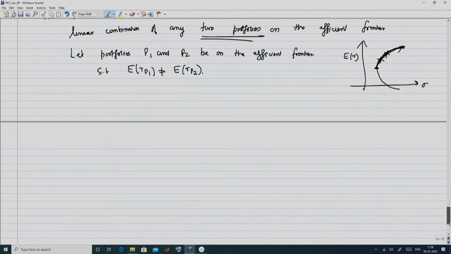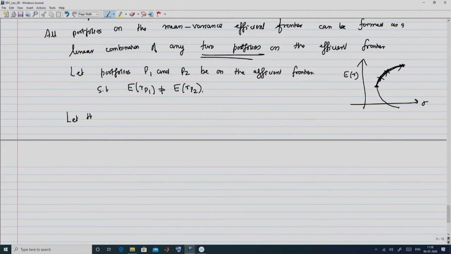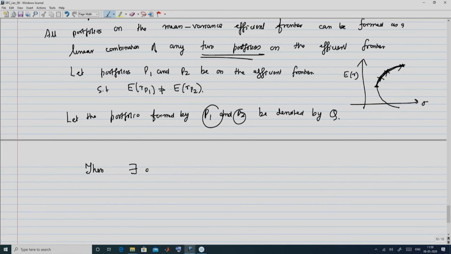Now, let the portfolio formed by P 1 and P 2 be denoted by Q. Now, if it is formed with P 1 and P 2, then obviously there exists a constant alpha such that E of R q is going to be equal to alpha E of R P 1 plus 1 minus alpha of E R P 2.